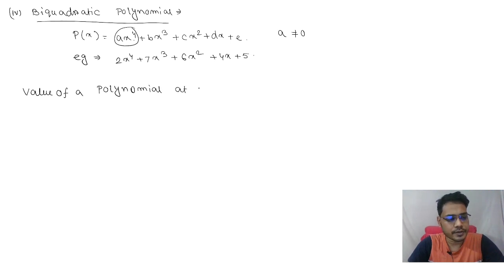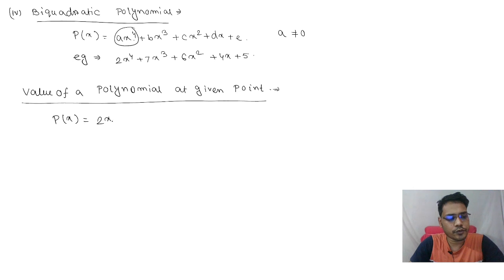At a given point. How can we find the value at a given point? For example, p(x) is 2x squared minus 3x plus 5. Then it is asking to find the value of p(2). So that means the value of x is 2.